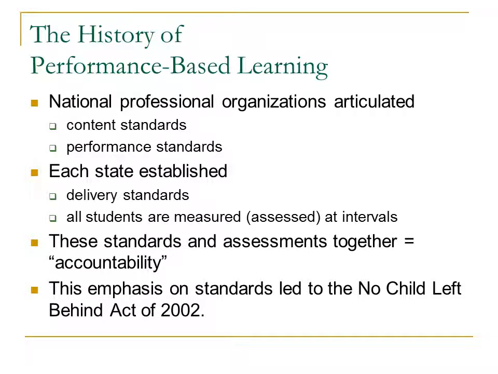The call went out for national professional organizations to articulate clear, high standards for what students should know. These are called content standards, and how well they should know it. These are called performance standards. Then the states were supposed to establish delivery standards, declaring what all schools must provide in order for students to achieve the other two standards.